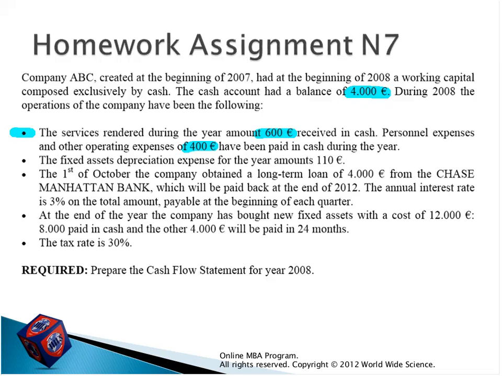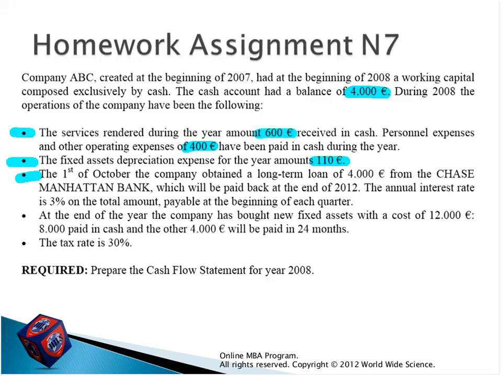Next one, the fixed asset depreciation expense for the year amounts to 110. So we made some depreciation expenses. If it's a depreciation expense in the amount of 110 euro, that means it comes with a negative figure in the cash flow statement, right? Next one.